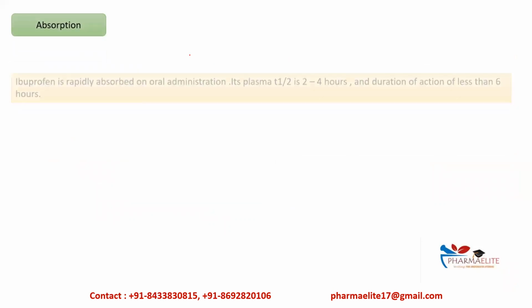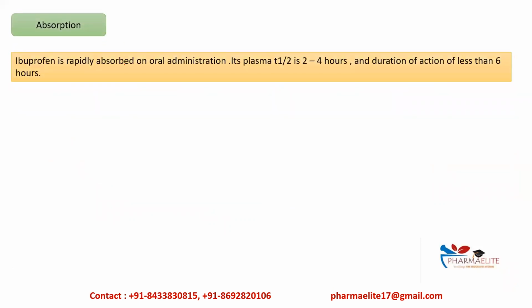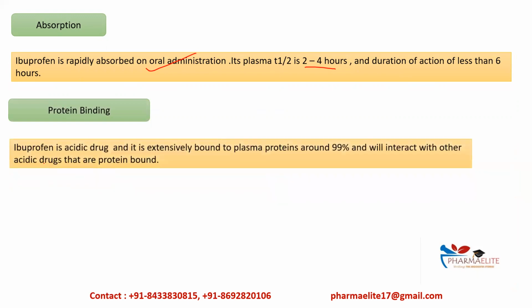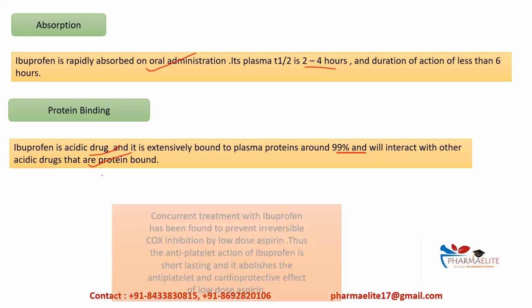Then absorption. Ibuprofen is rapidly absorbed on oral administration. Its plasma T-half is around 2 to 4 hours and the duration of action is less than 6 hours. Then protein binding. Ibuprofen is an acidic drug and it is extensively bound to plasma proteins, around 99%, and will interact with other acidic drugs that are protein bound. Okay, but this particular interaction is not clinically significant.